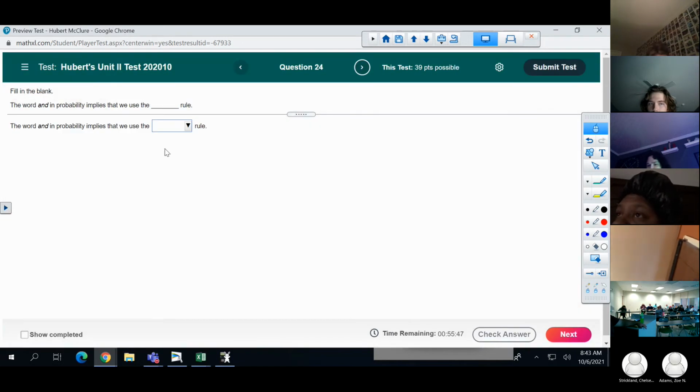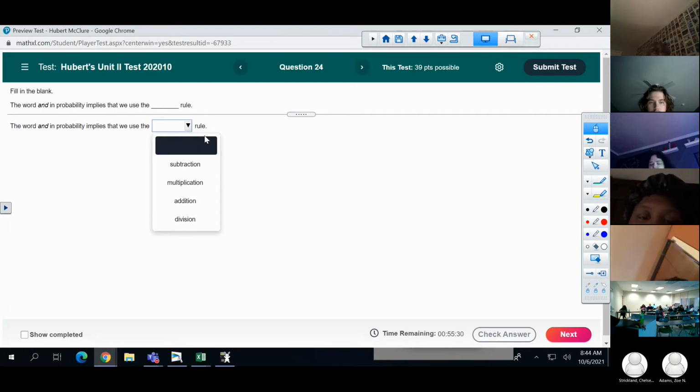I looked up and got a bunch of these sentence word problems. The word "and" in probability implies that we use the, I'm sorry, what? Multiplication.